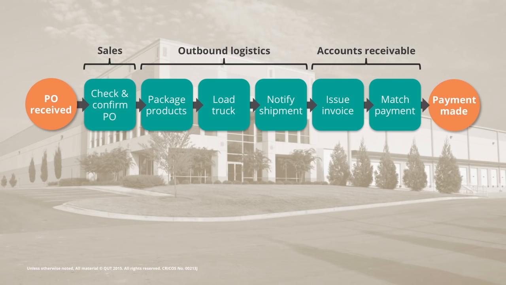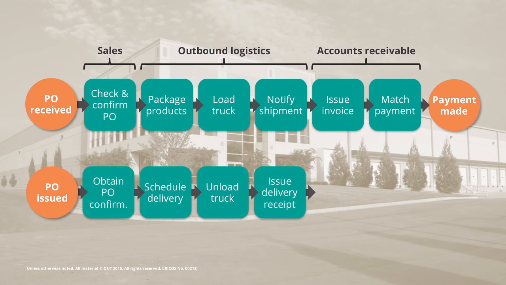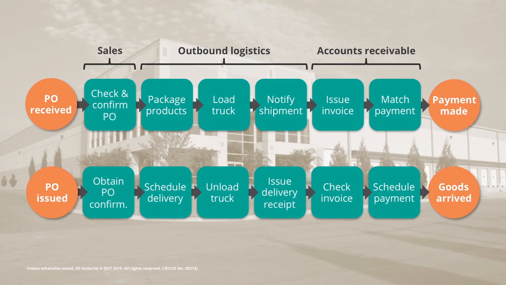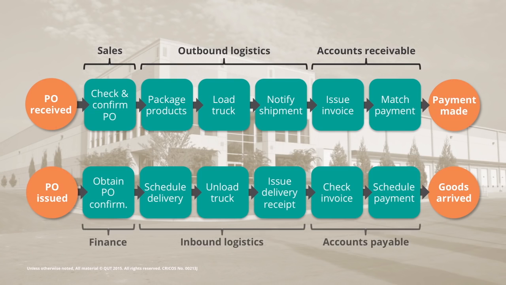The dual of this process is between the wholesaler and a supplier. It starts when a purchase order is issued by the wholesaler, and it completes once the goods have arrived in the distribution center, involving activities such as obtaining purchase order confirmation, scheduling the delivery, unloading trucks, etc.